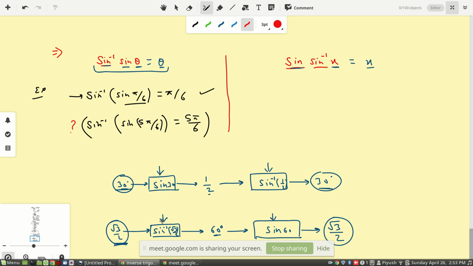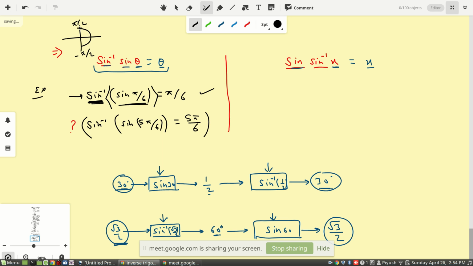Now you should be doing one thing here. I'll tell you one piece of information: you have to concentrate on what function is here. Here it is sine inverse. Whatever you take as input for this sine inverse is a function in this region, and the output for that will always be from minus 90 to 90.